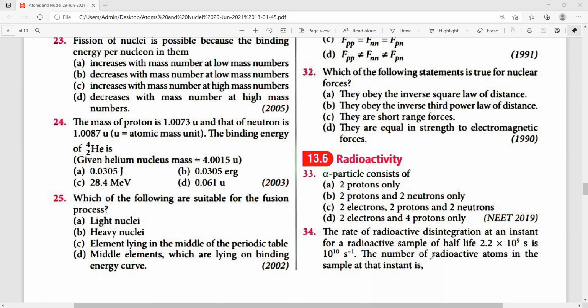Next, 25th one. Which of the following are suitable for the fusion process? Light nuclei, heavy nuclei, elements lying in the middle of the periodic table, or fourth one, middle elements which are lying on the binding energy curve. Light nuclei have a lower binding energy than that of elements of intermediate mass. They are therefore less stable. Consequently, the fusion of light elements results in a more stable nucleus. Therefore, A is the right answer.